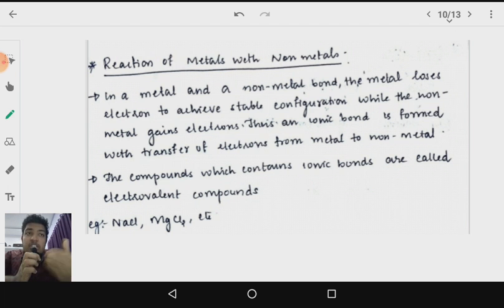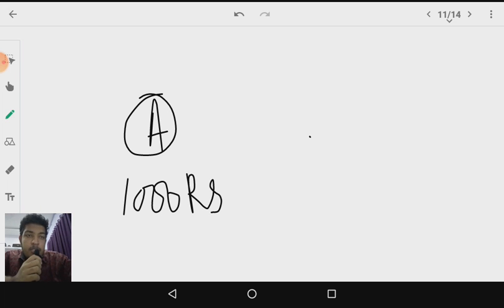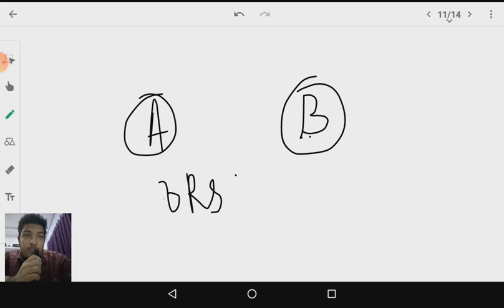So let us see how this bond is formed. Let me take an example here. Let us take a general case. Let us understand with an example and then we'll move on to the chemical aspects of this bonding. So we have one person A. This person A is having, say, 1000 rupees with him. And another person B is having, so let us take 1100 rupees here. And this person is having 900 rupees.